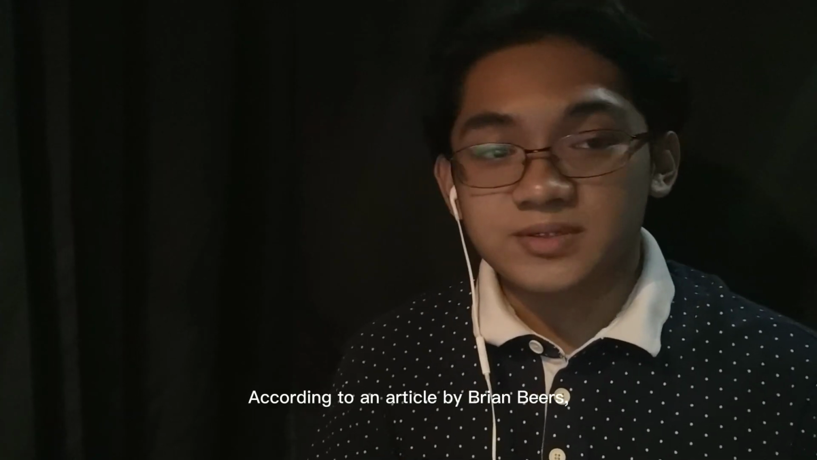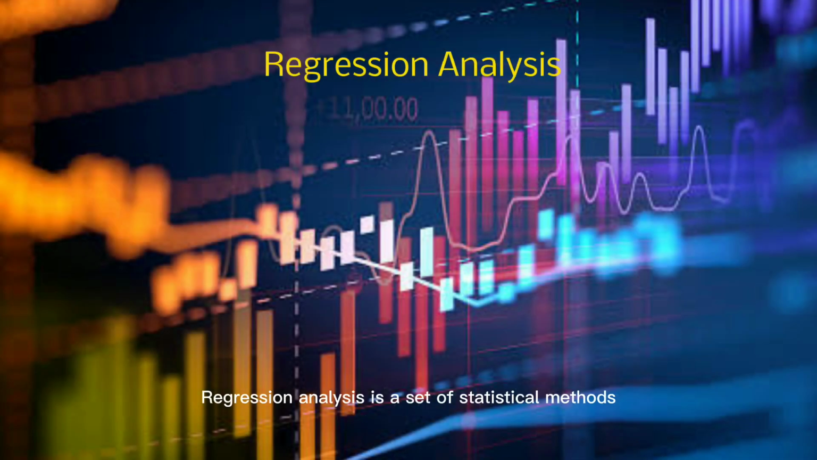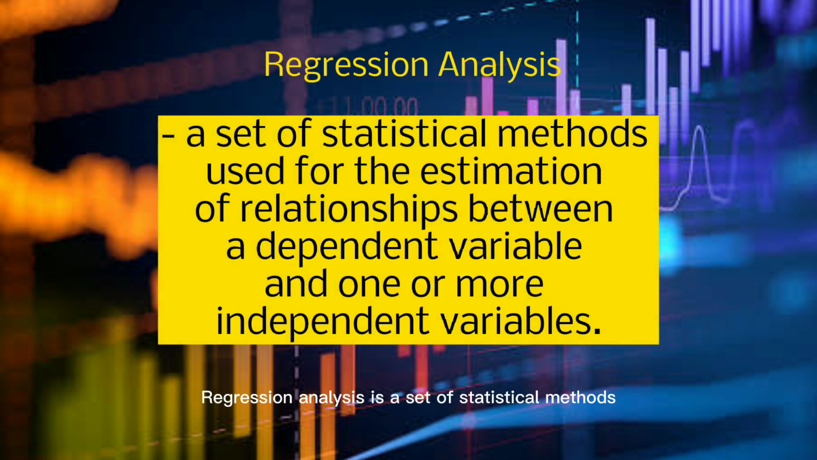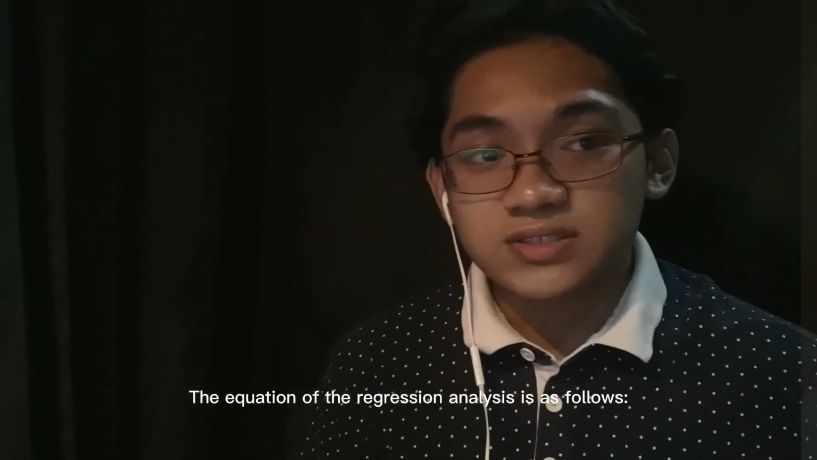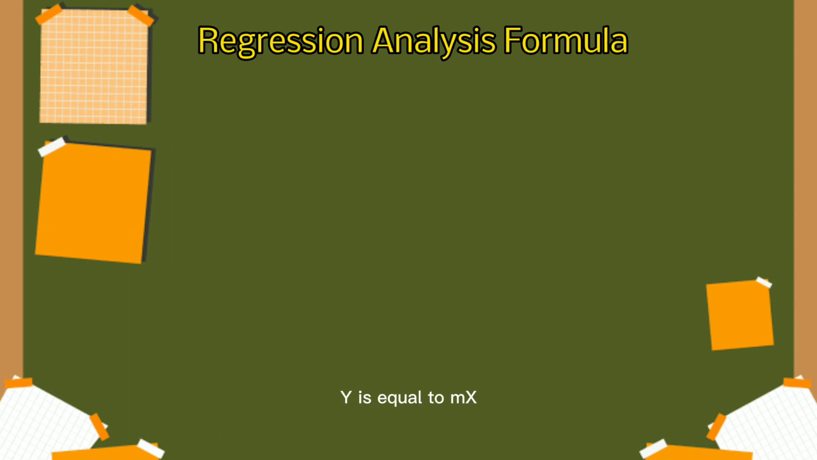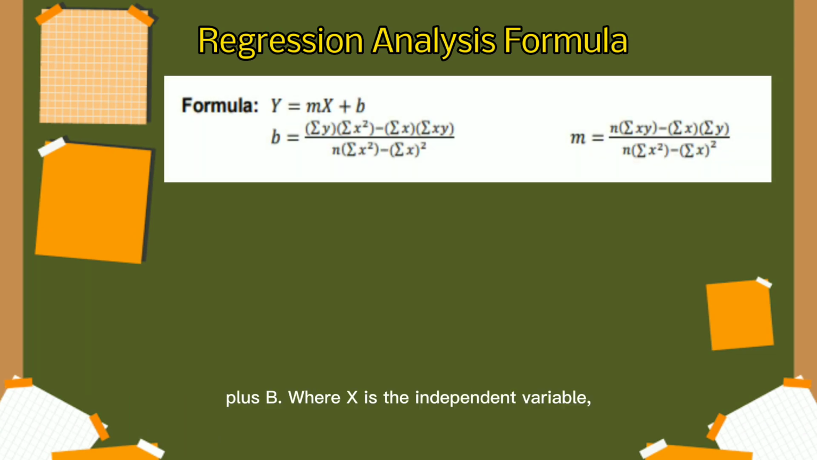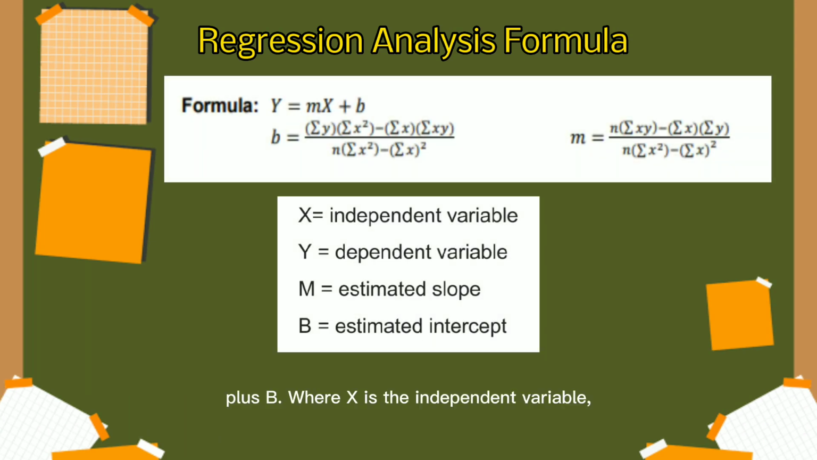According to an article by Brian Beers, regression analysis is a set of statistical methods used for the estimation of the relationships between a dependent variable and one or more independent variables. The equation of the regression analysis is as follows: y is equal to mx plus b, where x is the independent variable, y is the dependent variable, m stands for estimated slope, and b is the estimated intercept.